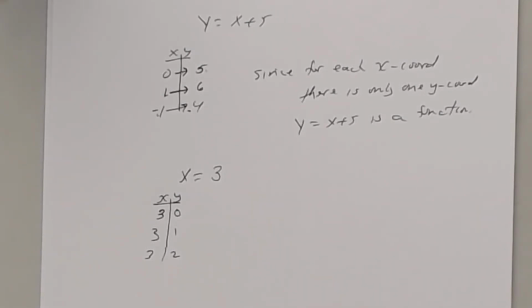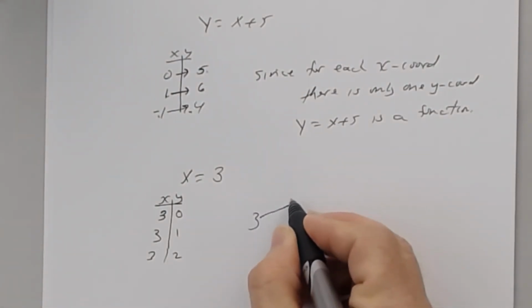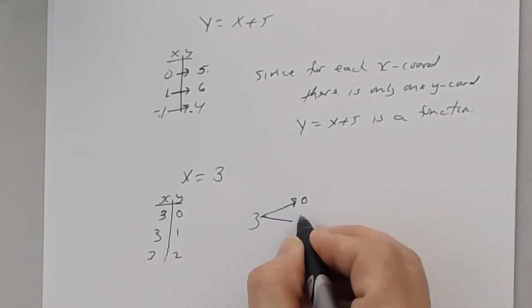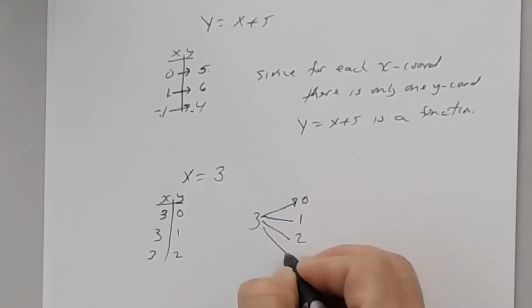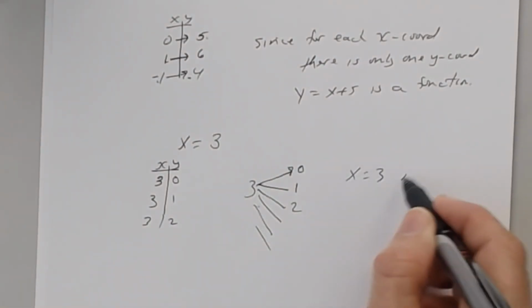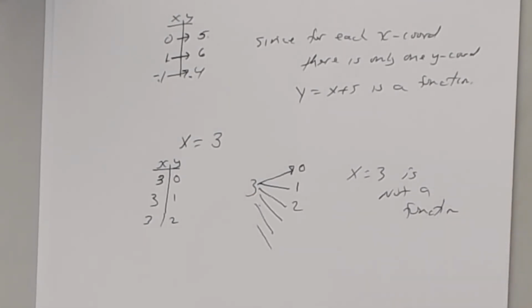For each x coordinate, how many y coordinates were attached to it? Just 1. But notice the only x coordinate here is 3, and 3 gets mapped to 0. What else? 1. What else? 2. And there's an infinite number, right? So when x is 3, is there only one y value? No. So that's not a function. So x equal 3 is not a function. It's a relation, but it's not a function.